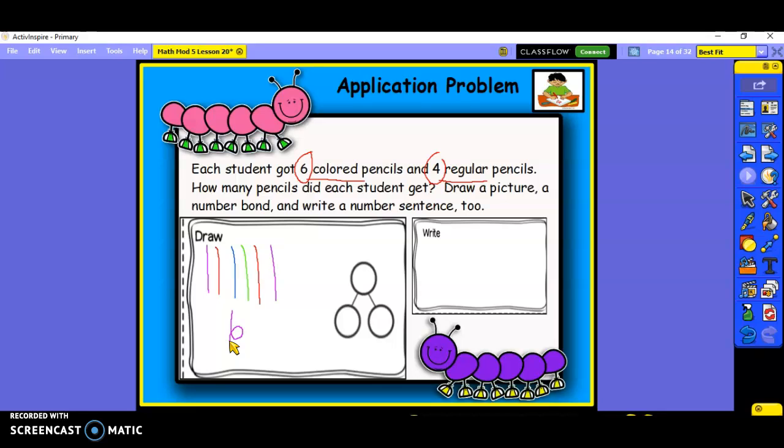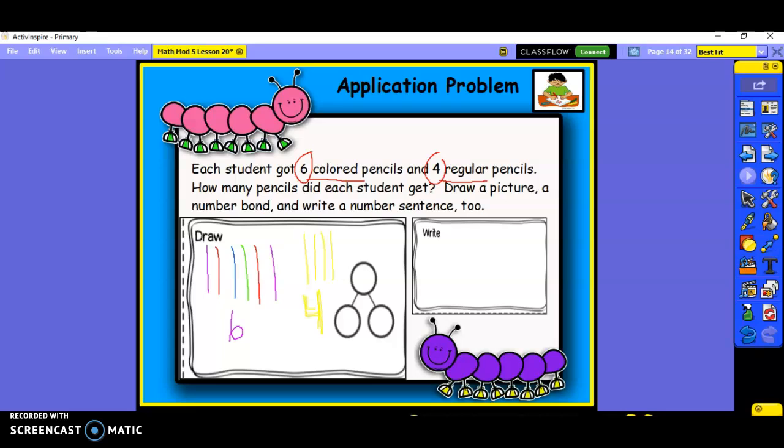And then I had 4 regular pencils. I'm going to do that in a yellow color because I know regular pencils are usually yellow. 4, and I'm going to label that. Okay, so there's my 6, and there's my 4. How many pencils did each student get? How are we going to figure that out? That's right. We're going to put our 2 parts together to figure out our whole.